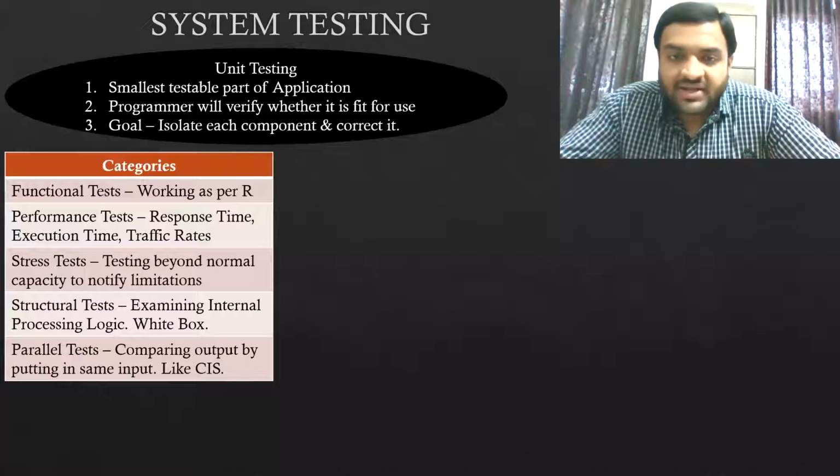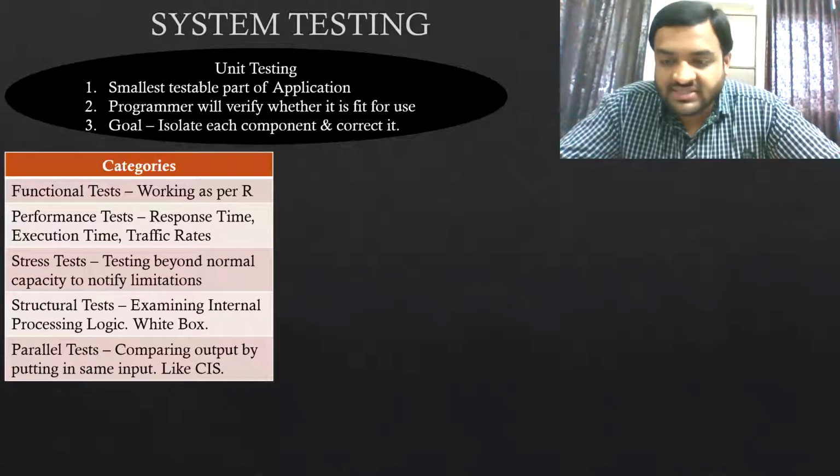So in parallel testing, we will see the processing of the old system and also the processing of the new system. We will tell the old system to process 2 multiplied by 4 and also the new system, and then we will compare the output. If the answer is 8 in both cases, that means the system has passed the parallel testing.